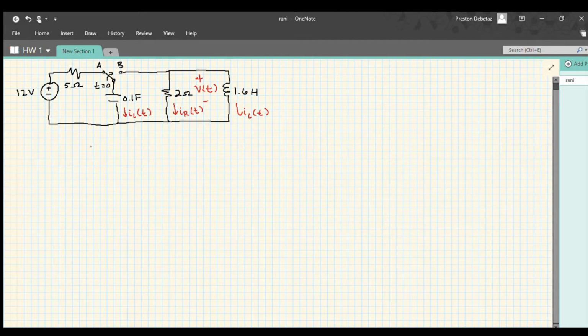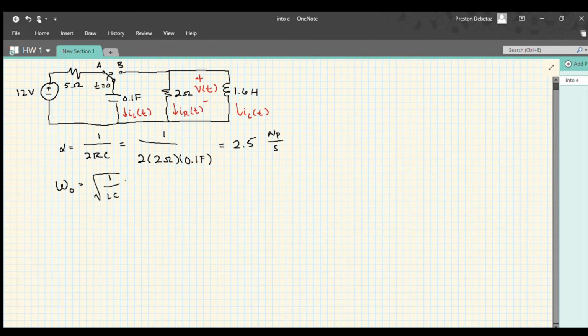For a parallel RLC circuit, alpha is equal to 1 over 2RC. So this is going to be equal to 1 over 2 times 2 ohms times 0.1 farads. This will get us 2.5 nepers per second.